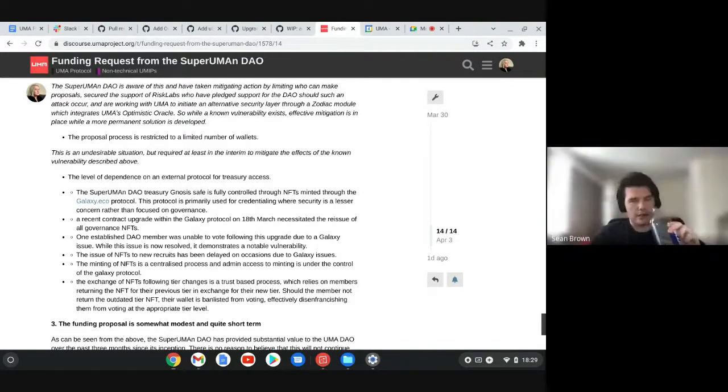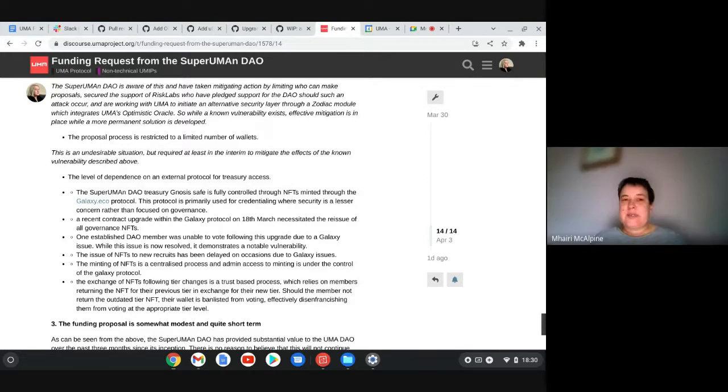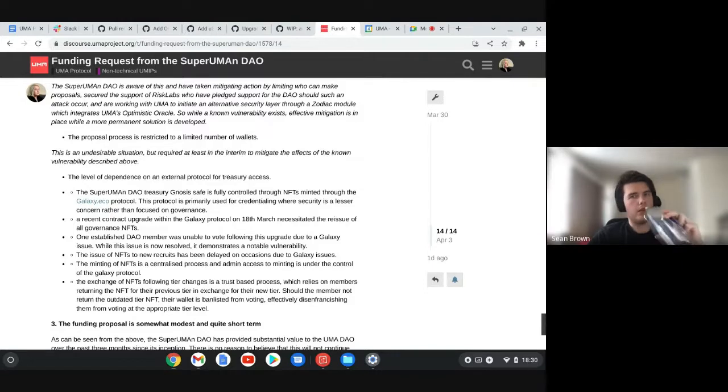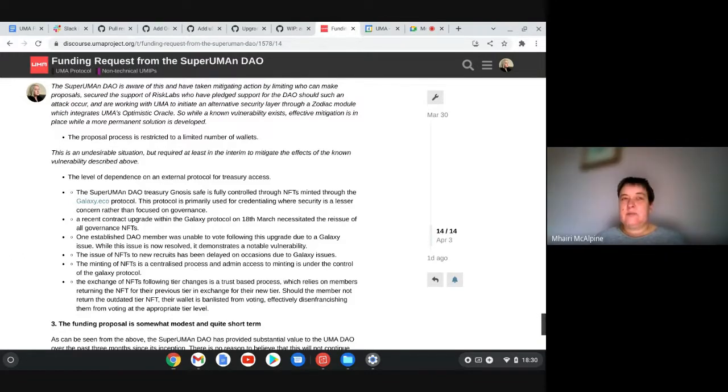So is Galaxy actually on-chain voting? Like Galaxy voting controls the multi-sig, or no? There is no multi-sig. There's just a superhuman treasury that's controlled by Galaxy voting on-chain. Yes. Galaxy voting through Snapshot and then Reality ETH is the oracle that conveys it to on-chain. Gotcha.